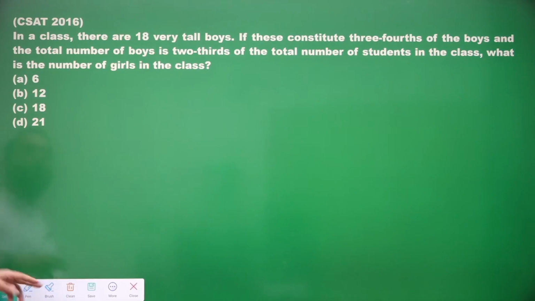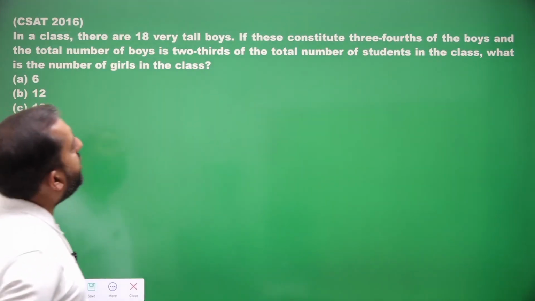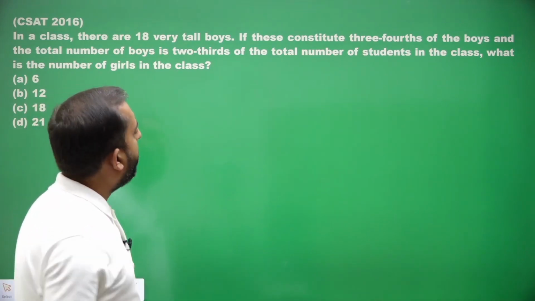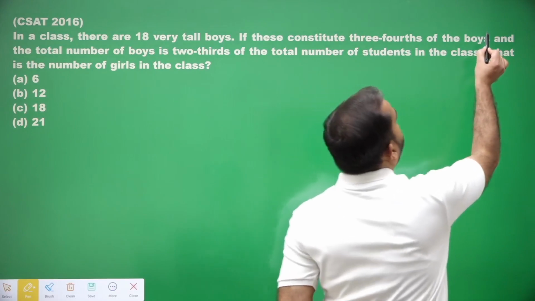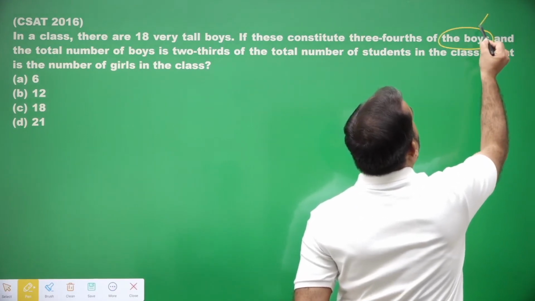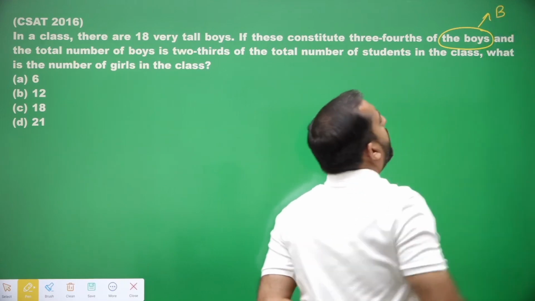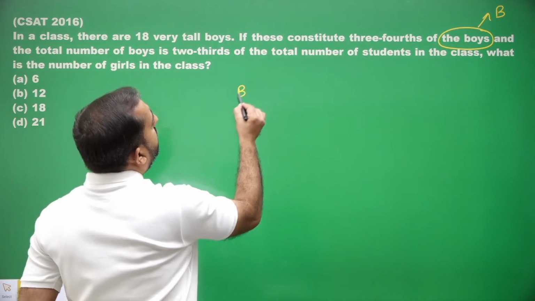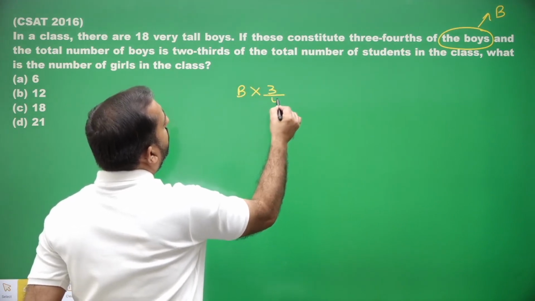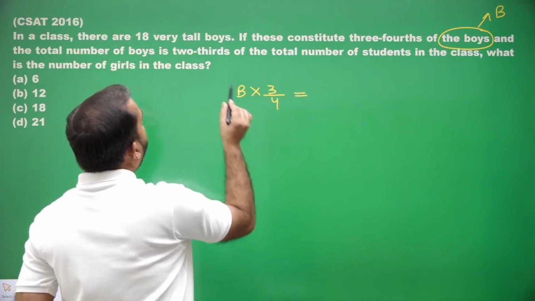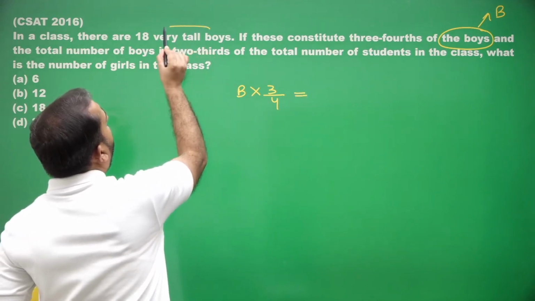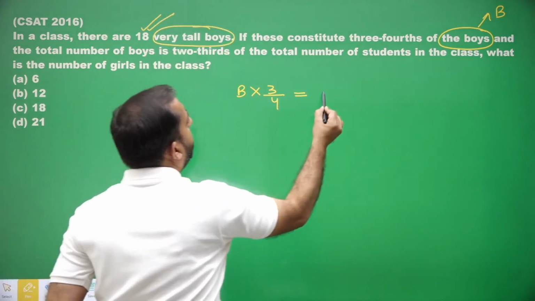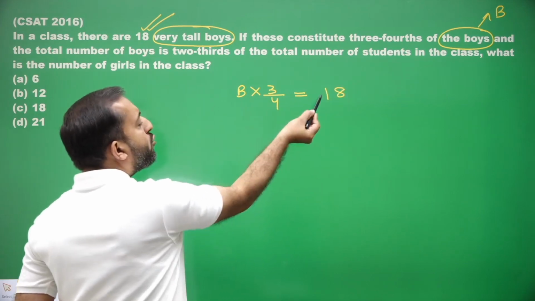Next problem is, in a class there are 18 very tall boys, if these constitute 3/4 of the boys. Let's say the total number of boys in the class is B. So if you do 3/4 of B, it gives you the total count of tall boys. The total count of tall boys is 18.